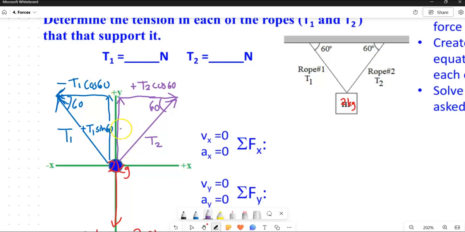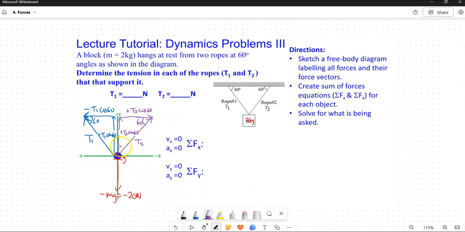And this up vector, I'm going to probably need a little bit of room here. So we're going to call this positive T2 sine of 60 degrees. Okay, that looks good.